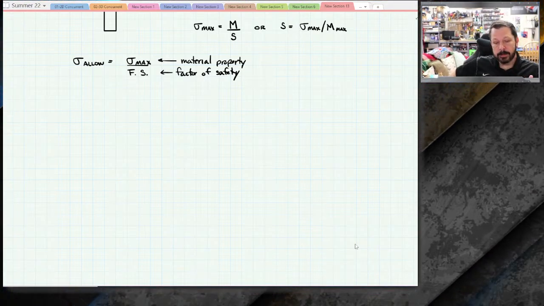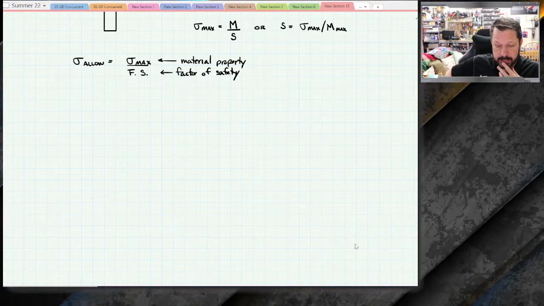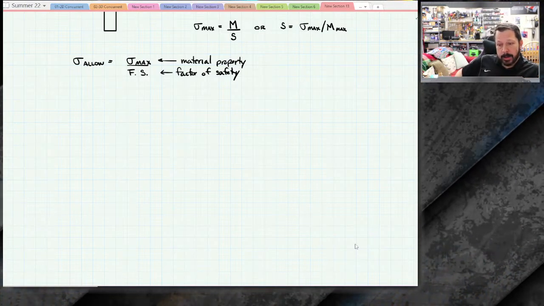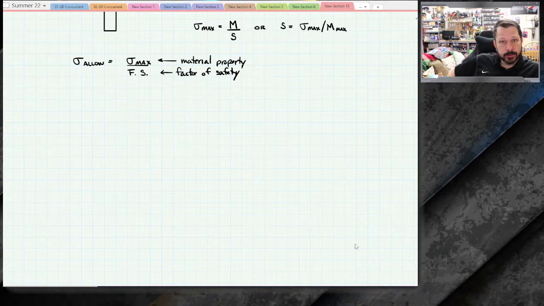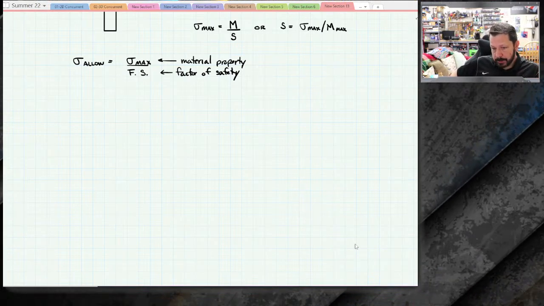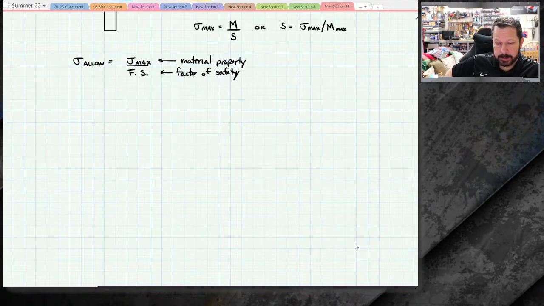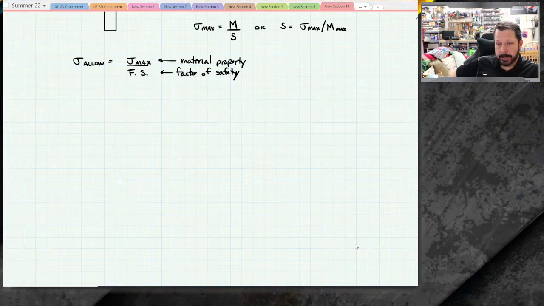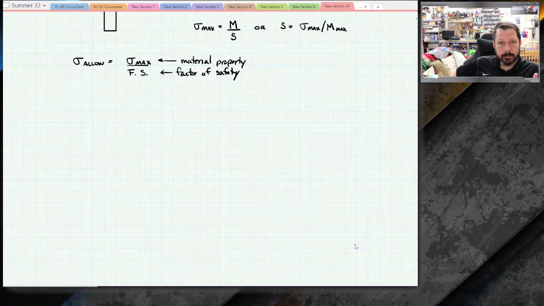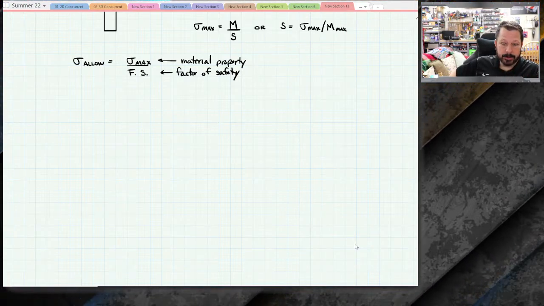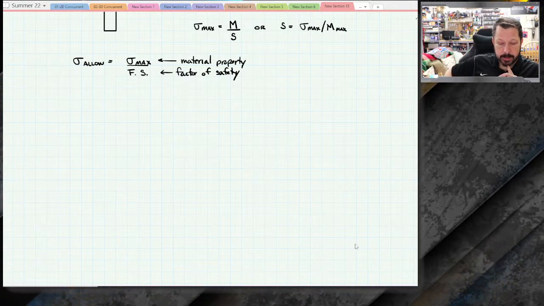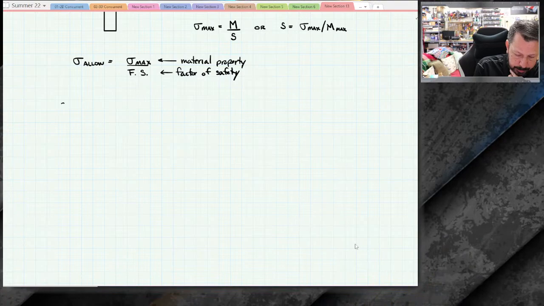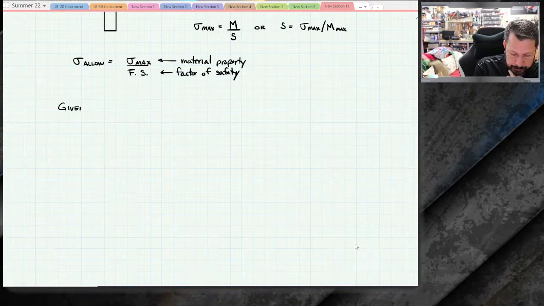And if I know those kind of things, then I can back out. If I know how much stress I'm going to allow, and I know the maximum bending moment, maybe I drew the shear and bending diagram, so I know the maximum bending moment to expect, then I can back out the section modulus that I need in order for that beam to not fail due to my criteria here. So let's do a sample one without all of the stuff around it.